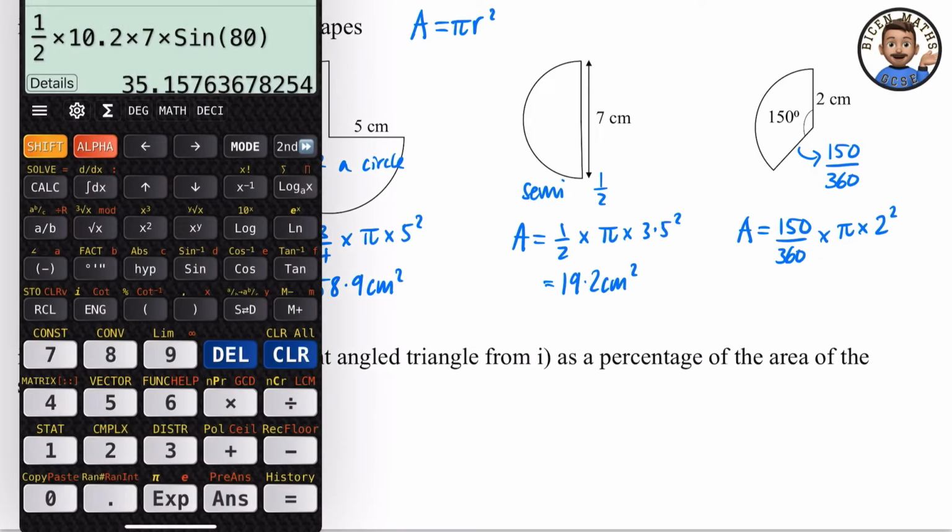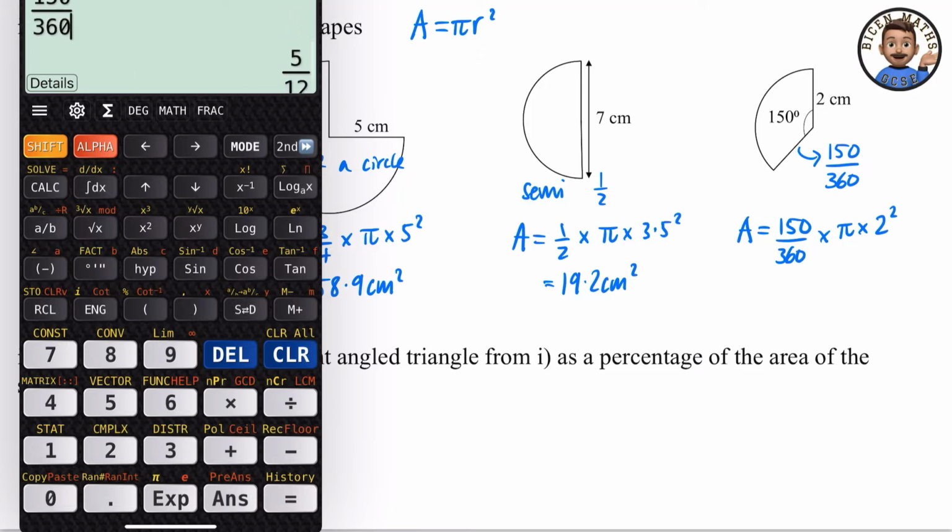Now, if you want to see what 150 over 360 simplifies to, it simplifies to 5/12. So we've got 5/12 of the area. I'm going to multiply that by pi, and then I'm going to multiply that by the radius squared. Press the equals button, and we get that the area is 5.24 centimeters squared, and that is to, oh, I've done that to 2 decimal places. I should have done that to 1 decimal place, which is just going to be 5.2, because I've been doing all of my answers so far to 1 decimal place.